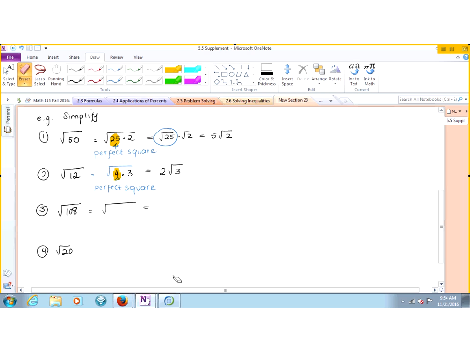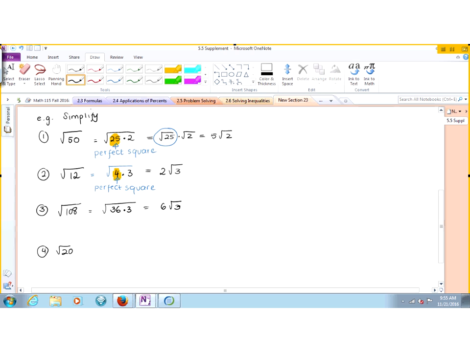Can you factor 36 from 108? Yes, so that's the largest perfect square. So 36 times 3? Yes. Does the 36 go out? Yes, when it gets out, it becomes 6. So 6 square root of 3.